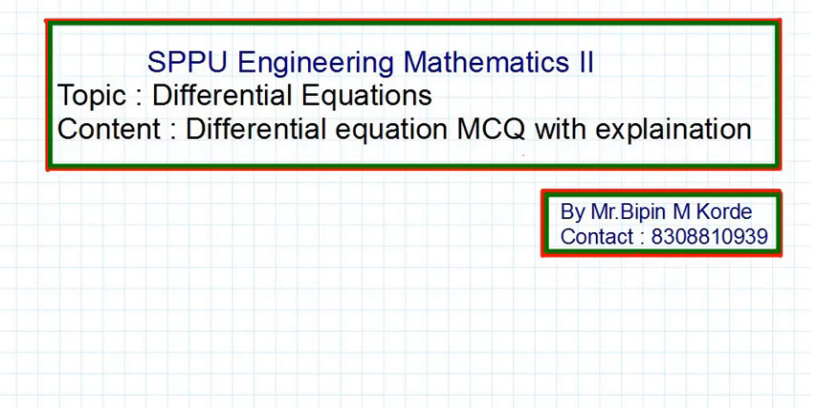Hello friends, we are solving MCQs over differential equations. In this series of lectures, we will be solving more than 50-60 examples over only differential equations. I'm sure in the exam you will get more than 70% of examples out of this whole lecture series. So let's start with the examples.